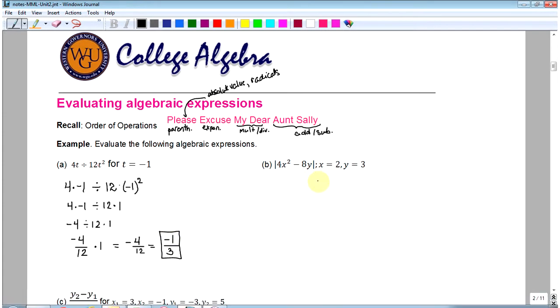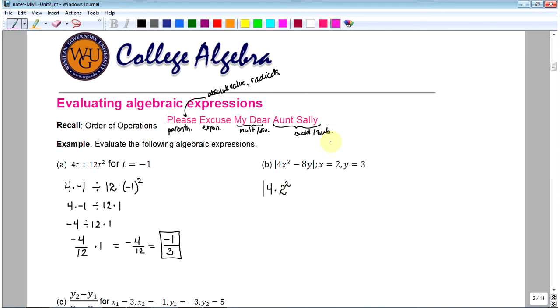Okay, going on to part B. We want to evaluate this absolute value expression where x equals 2 and y equals 3. So I'm going to start off by plugging in the values of my variables. So we have 4 times 2 squared. If you wanted to put parentheses around that 2, you can. The reason why it's not important here is because we don't have a -2. If there were a negative, it would be very important to have parentheses so that you can make sure to square the negative as well.